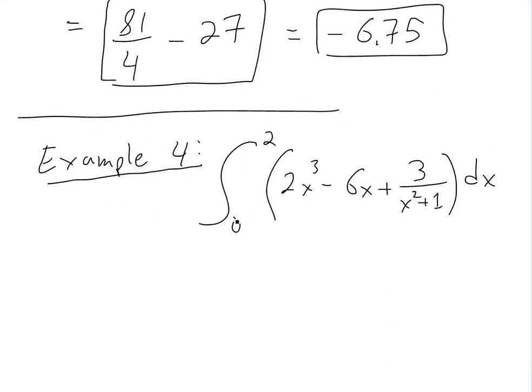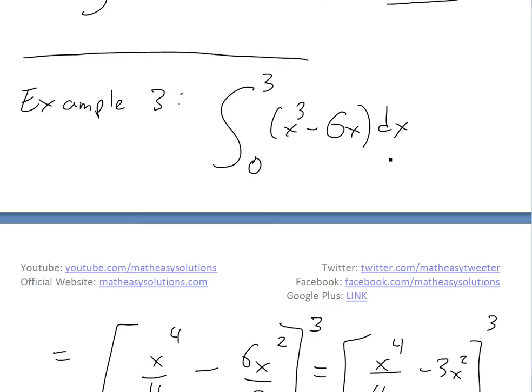Example 4, this is just another definite integral from 0 to 2 of this one here. So if we just do the antiderivatives of each single one separately and put in our little brackets like this, like the above example, we're going to get, this one's going to be x to the 4 divided by 4. Put a 2 there. This is going to be now x squared, 6 divided by 2, and then plus here this one is going to be 3. Then this one is 1 divided by x squared plus 1.